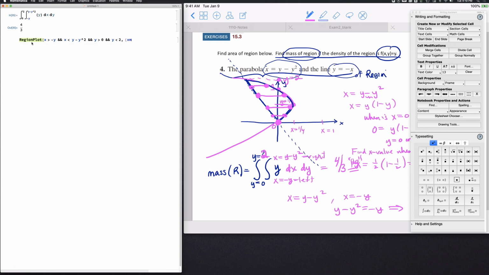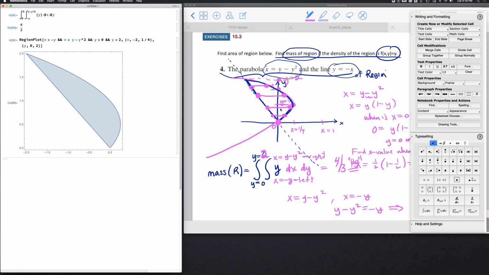Let's plot this with x going from, say, let's see, when y is equal to 2, the x value is 2 minus 4, so that'd be negative 2, to 1/4. And then y goes from 0 up to 2. If we have this region of integration done correctly, we should see that this region plot looks like what we have sketched over here on the right. And as promised, there it is.